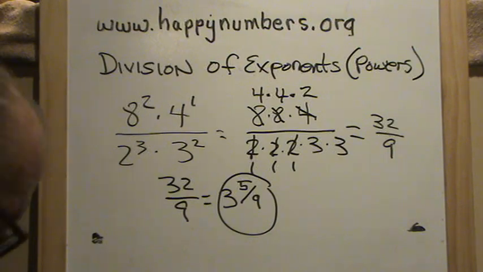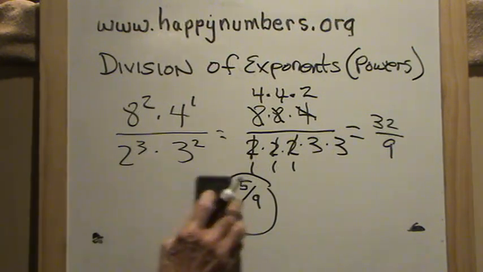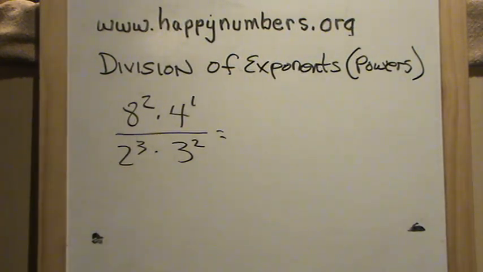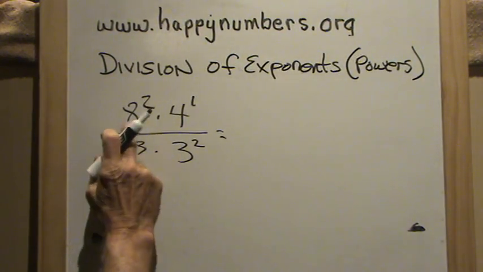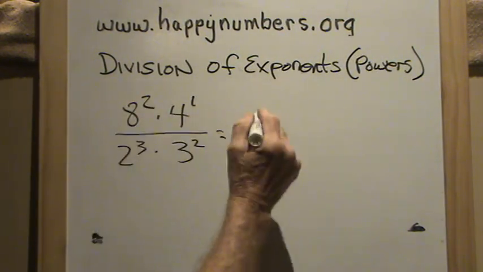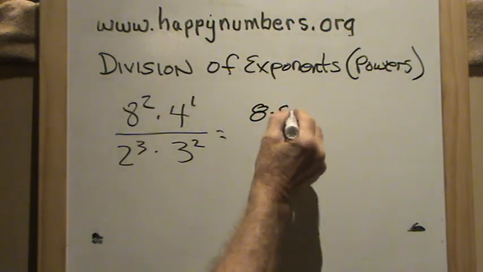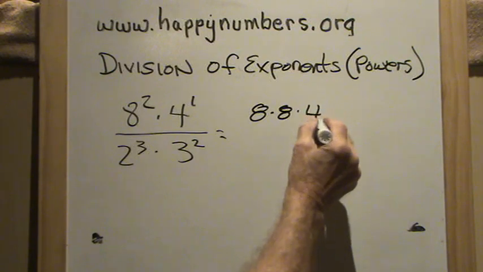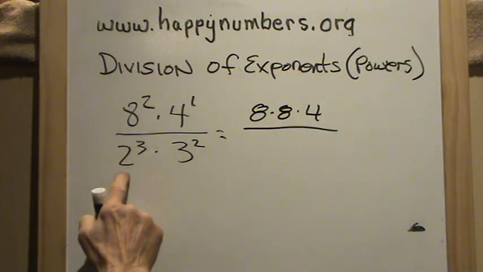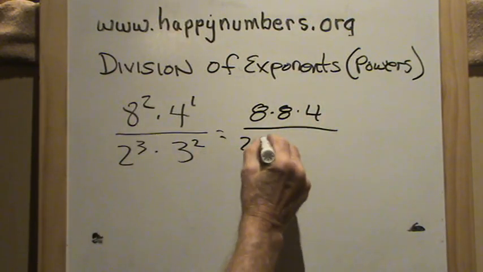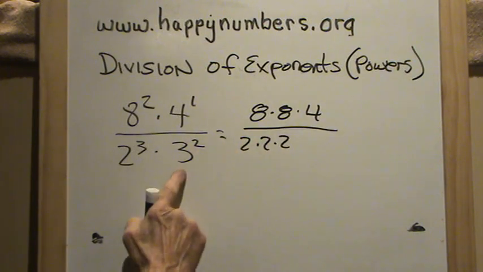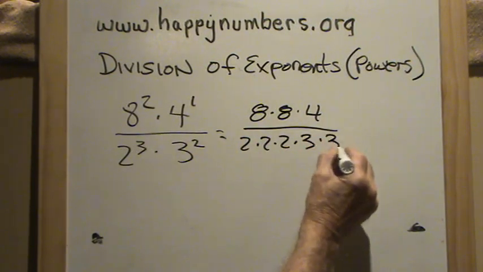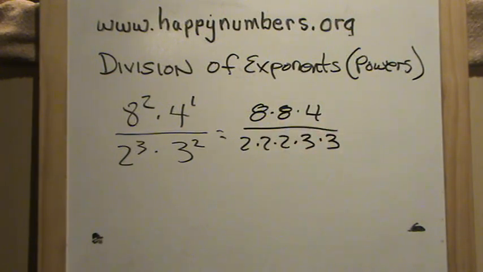Well, again, this is a fairly simple skill set. It's like multiplication of exponents or powers. We expand our expression. 8 squared is 8 times 8. 4 to the first power we know is just 4. 2 to the third power is 2 times 2 times 2. 3 squared, or 3 to the second power, is 3 times 3. And then we did our cancellation and got our answer.